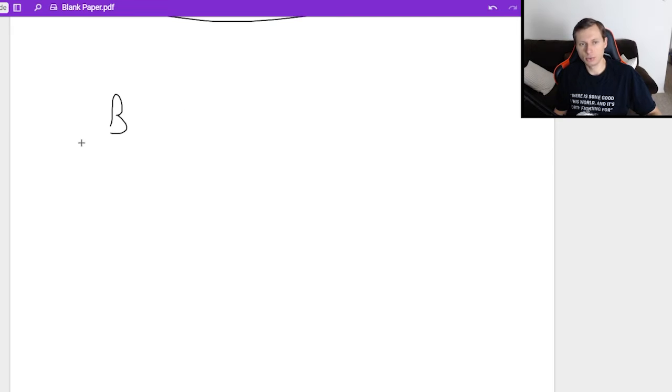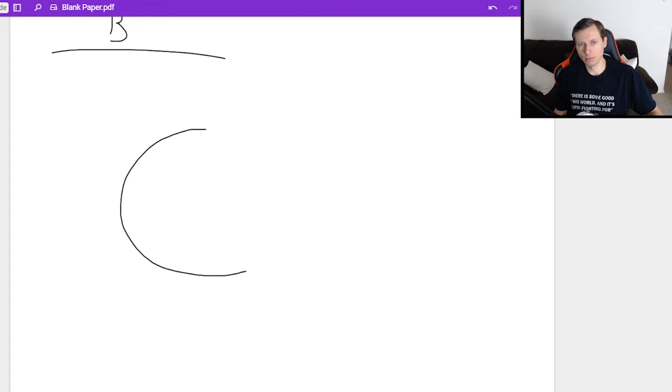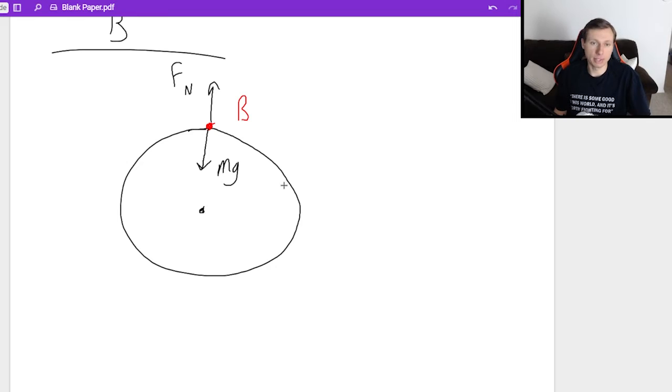Now let's do it for point B. So I'll just redraw the picture. I'm looking at point B now, which was at the top. And at the top, I have a force of gravity pointing down, mg, and a normal force still pointing up, Fn. The free body diagram didn't change.